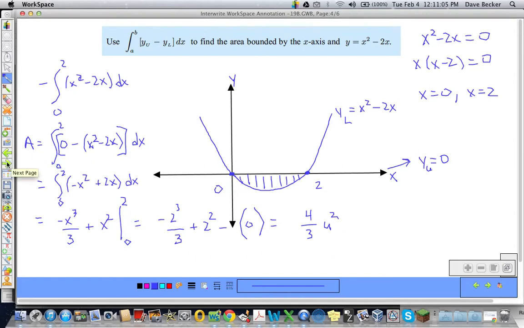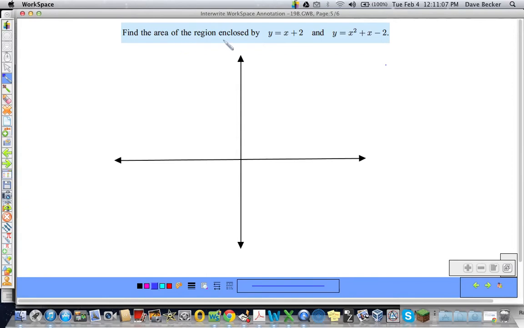Okay, next example. Find the area of the region enclosed by y equals x plus 2 and y equals x squared plus x minus 2. Now this is a line, so it's always nice to sketch if you're a little confused, especially if you're just starting out. And y equals x plus 2 could look something like that. Y-intercept is 2. So this is y equals x plus 2.